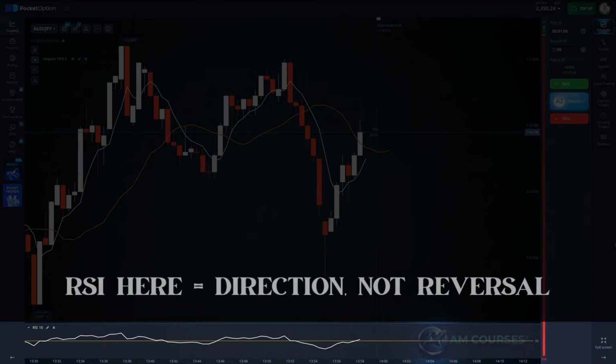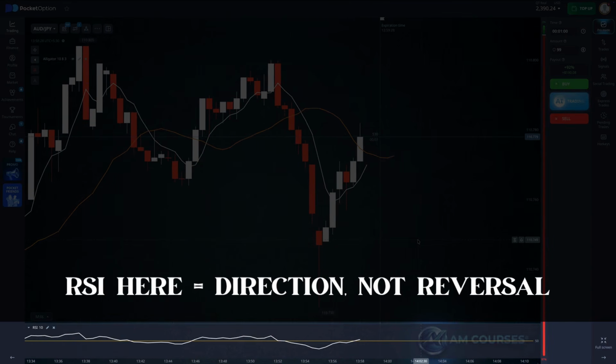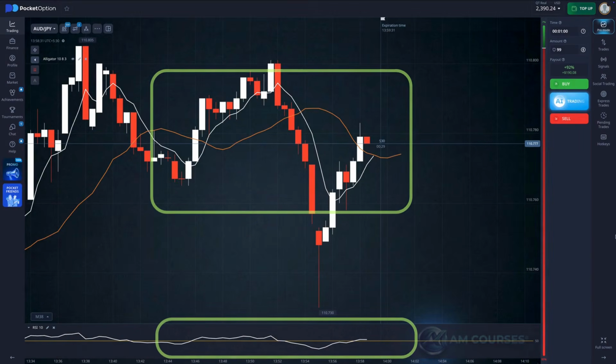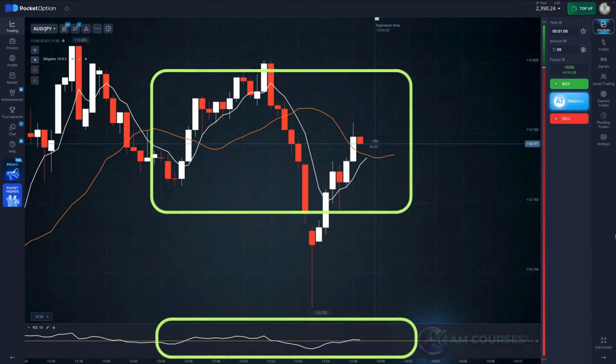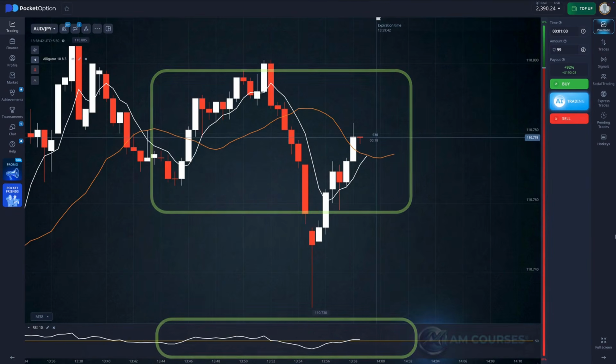Here, RSI answers one question only. Are buyers in control or are sellers in control? Above the 50 line, buyers. Below the 50 line, sellers. That is it. So now you have 2 lines on the chart and 1 line below it. That is the whole setup, nothing else. Next, the actual rules. When to enter, and more importantly, when to stay out.